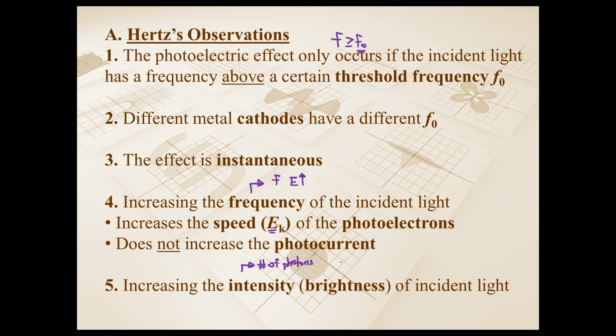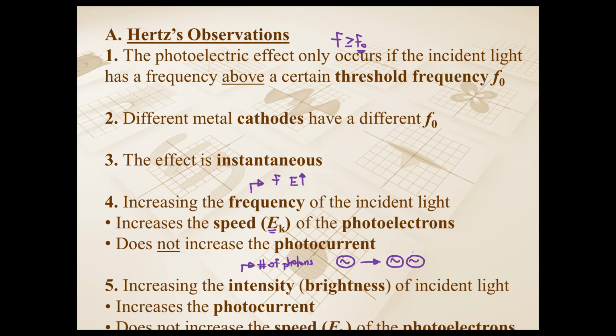So for example, if you just shone 1 photon, and then you change that to shining 2 photons, you'd be doubling the intensity. So the intensity depends on the number of photons you shine, and the more photons you shine, the brighter the light is going to appear. If we increase the intensity or brightness of the light, then this does increase my current, the number of charges it passes through in 1 second, but it does not increase the speed.